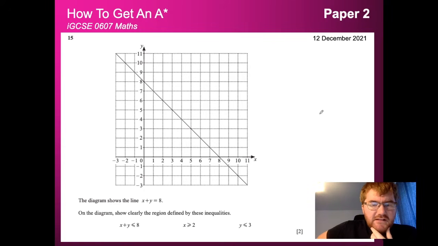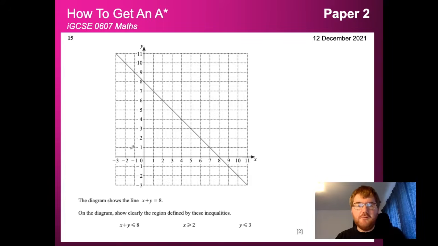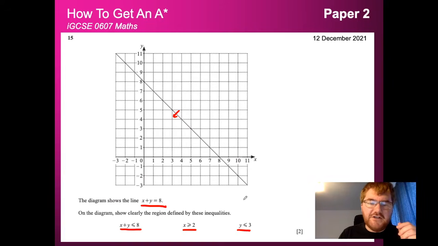So the diagram shows the line x plus y is equal to 8. On the diagram, clearly show the region defined by the inequalities. So notice we've already got this line, x plus y equals 8. That's kind of helpful. And we're going to look for x plus y is less than or equal to 8. So we're going to consider everything below the line. But we need to put in these 2 inequalities first. Before then we can decide exactly where the region is.